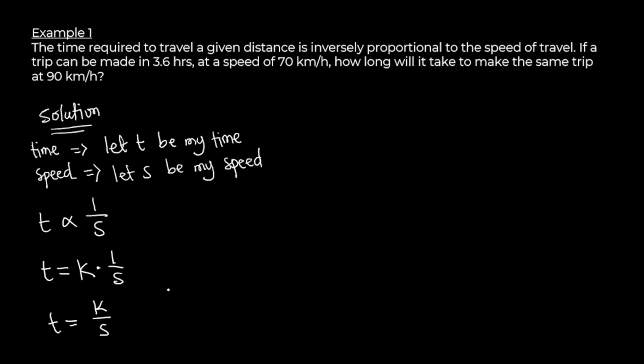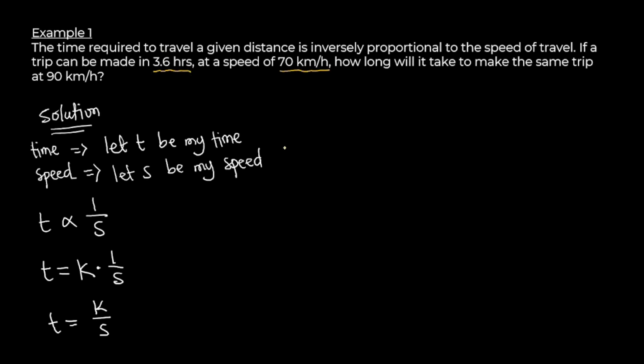So let's proceed. We've been told that if a trip can be made in 3.6 hours, let me use another color for that. So if a trip can be made in 3.6 hours at the speed of what?